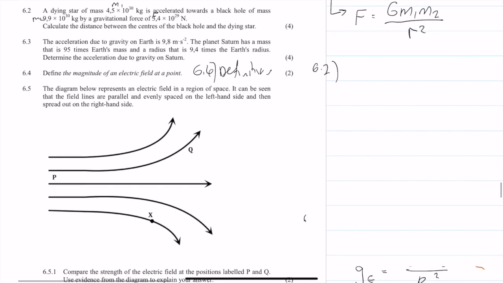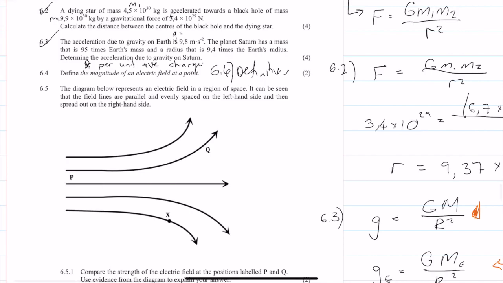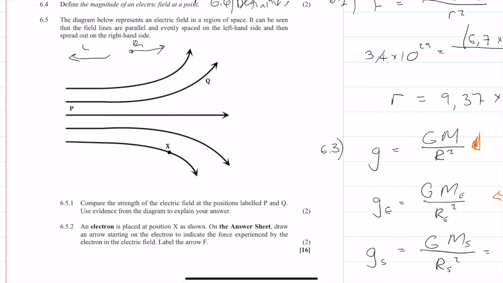So the diagram below represents an electric field in a region of space. It can be seen that the field lines are parallel and evenly spaced on the left side, and then spread out towards the right. Compare the strength of the electric field at the point labeled P and point Q. Use evidence on the diagram to explain.